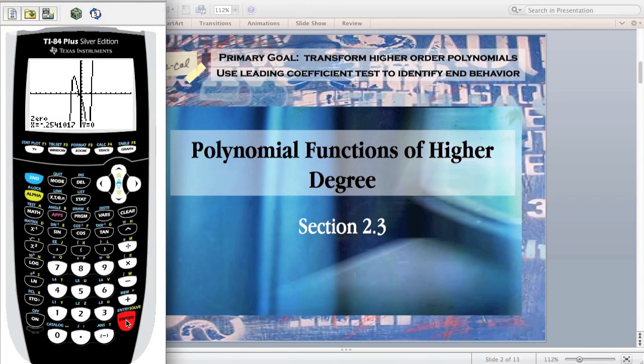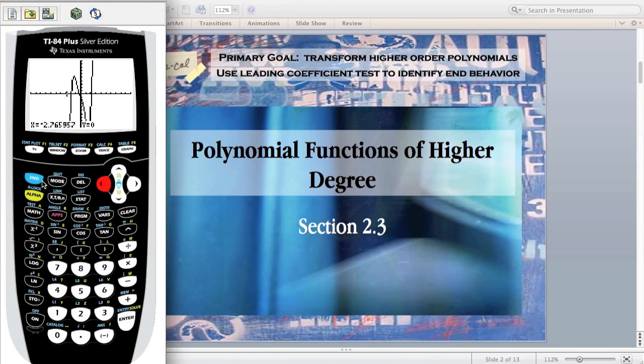And it's going to show me my 0 is at negative 0.2541. If you didn't really look at it closely enough, if you just kind of guessed, you might have thought that was at 0, 0. Be careful. Don't assume anything. And I would find the other 2 zeros just the same way.